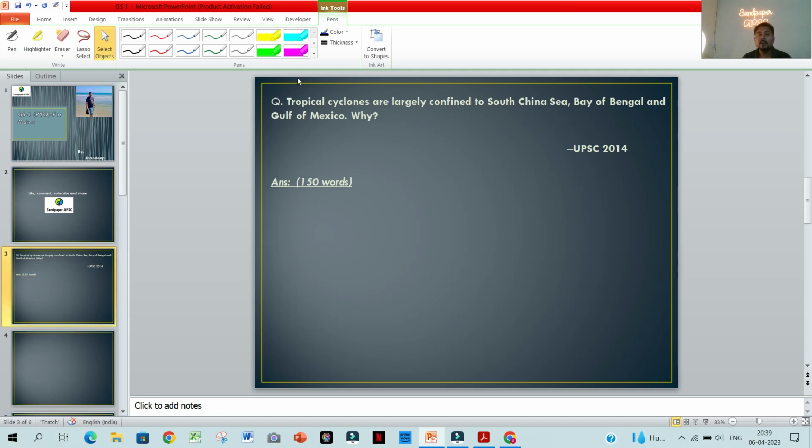So, tropical cyclones have been in the news recently. There was a tropical cyclone last year, in 2022 or 2023, so this question is important. Please tell me in the comment box in which year a tropical cyclone hit on a massive scale.